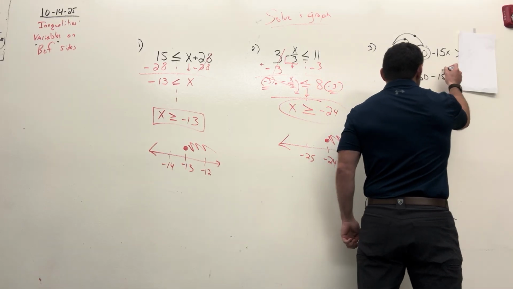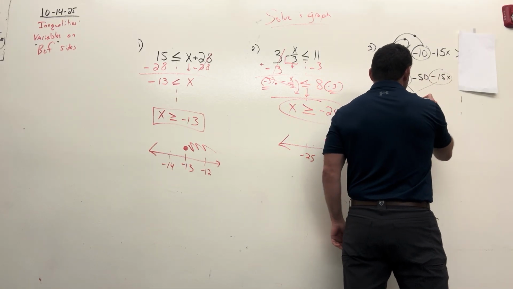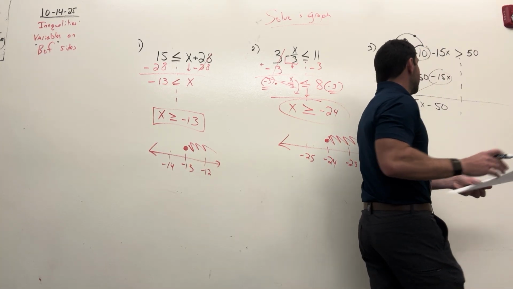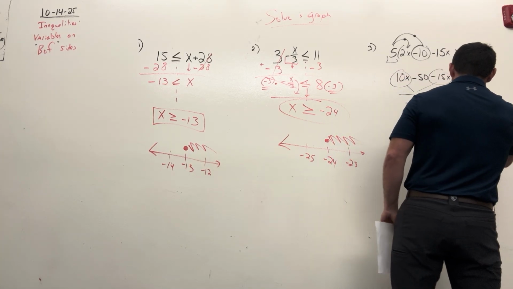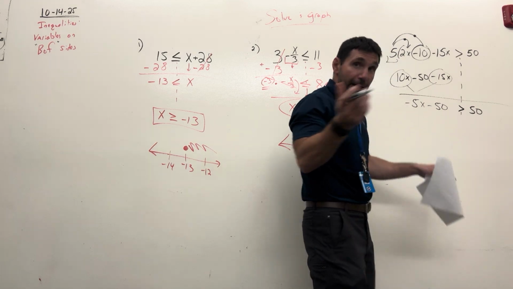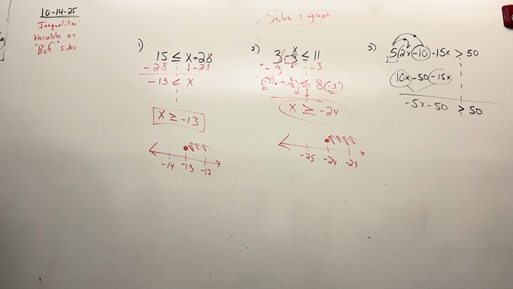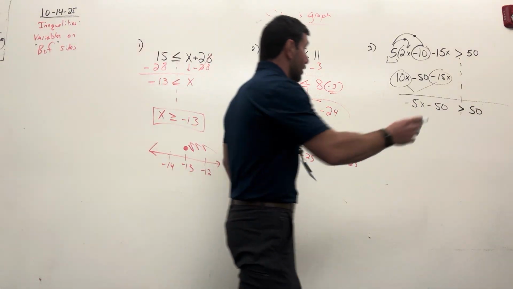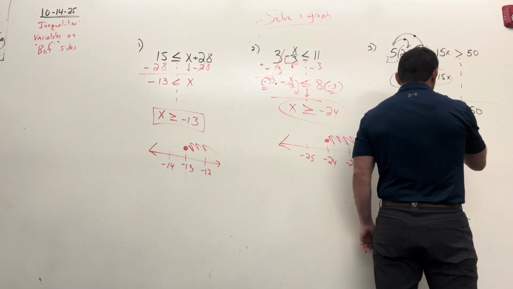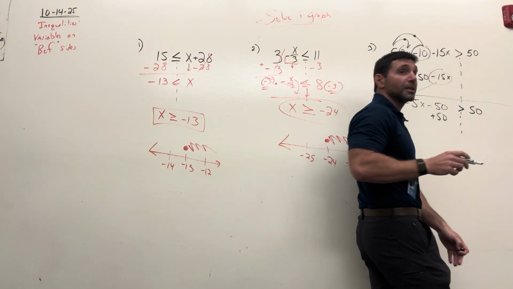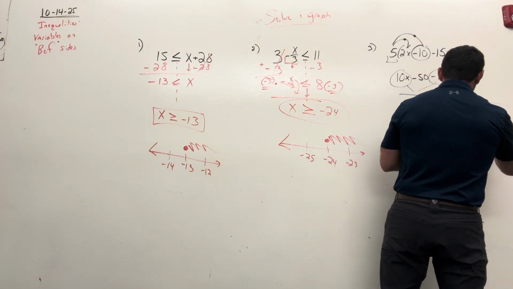I got 10x. I got negative 15x. That's negative 5x minus 50, and then I have greater than 50. So now, like Ben has said multiple times, we're looking for the constants. Because you're right, we are looking for the constants. Our constants are negative 50 and positive 50. So we're trying to isolate the x, which means we are moving everything to the other side. So I'm using the inverse operation.